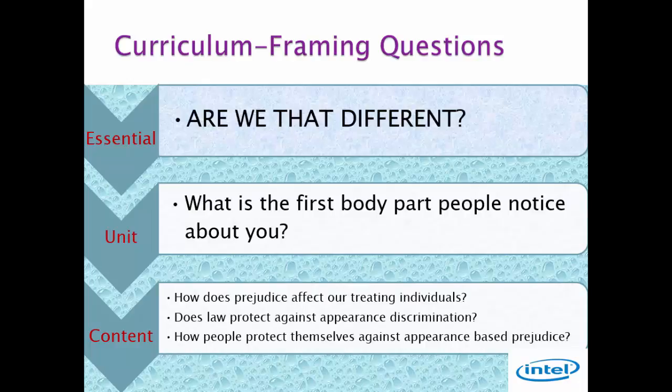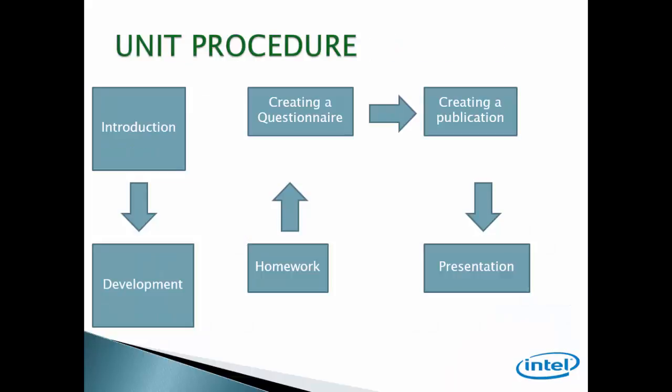This helps them discuss and make judgments about what people pay attention to when they make conversations with you. Finally, the content questions. Choice questions: How does prejudice affect the treatment of individuals? Does law protect against appearance discrimination, and how do people protect themselves against appearance prejudice? This will help them direct their approach in coming up with their final products.